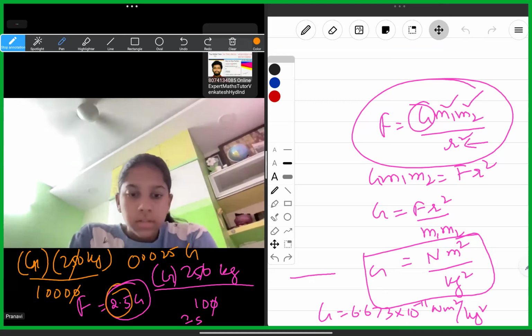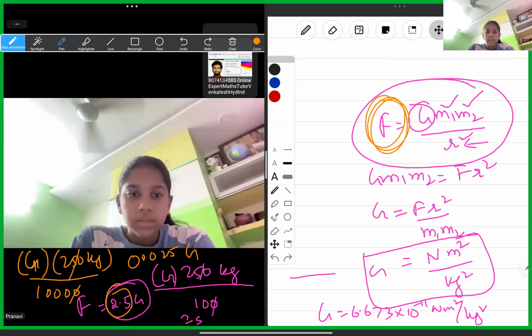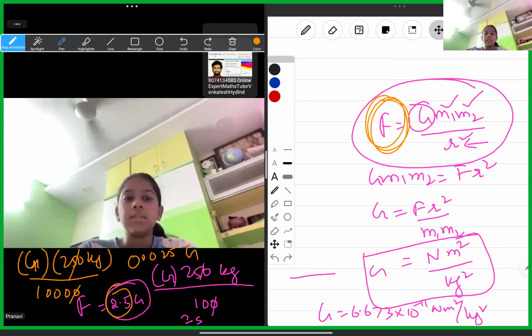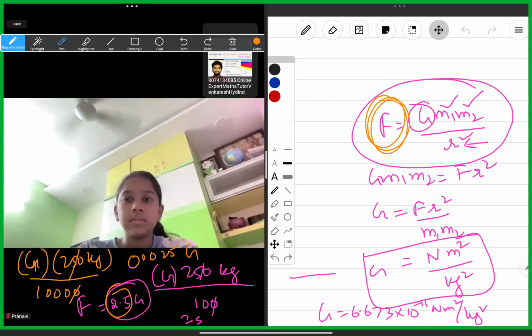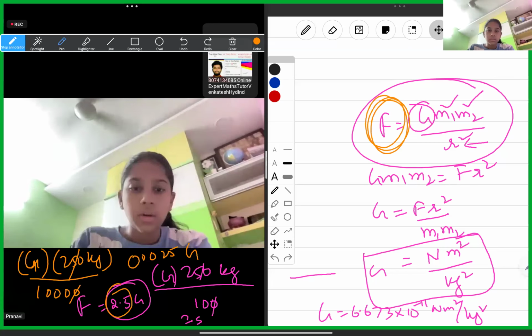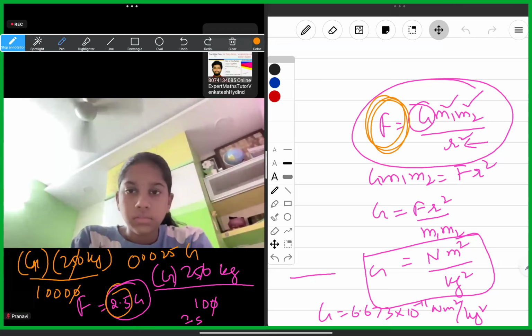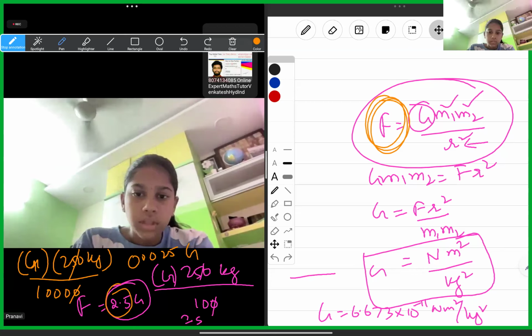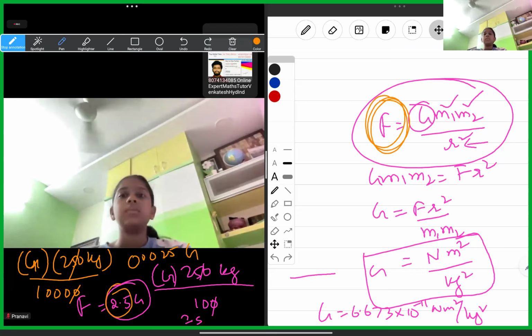So what we can understand from this, Pranavi, is that if the objects are nearer to each other, the force of attraction is more. If they are farther away from each other, the force of attraction is less. So we can understand that the force decreases as the distance between the two bodies increases. The force of attraction decreased between the same two bodies once the distance between them is increased.